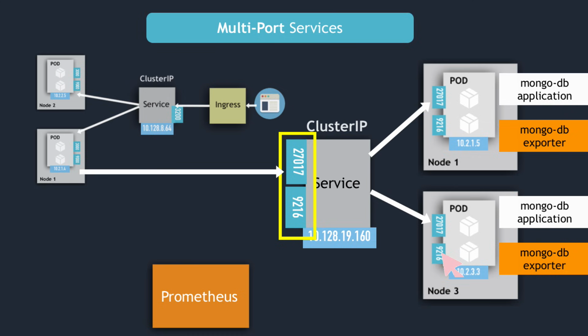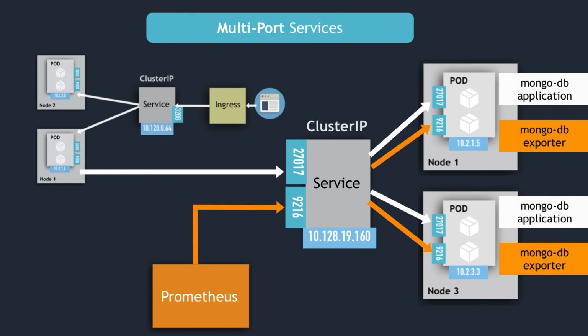Now that means that the service has to handle two different endpoint requests, which also means that the service has two of its own ports open for handling these two different requests. One from the clients that want to talk to the MongoDB database, and one from clients like Prometheus that want to talk to the MongoDB exporter application. And this is an example of a multi-port service.